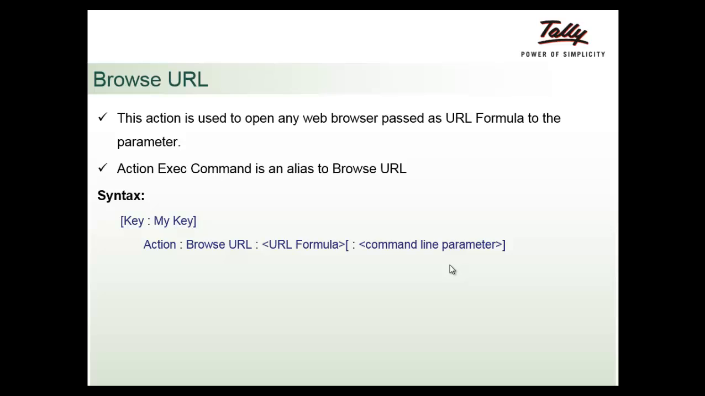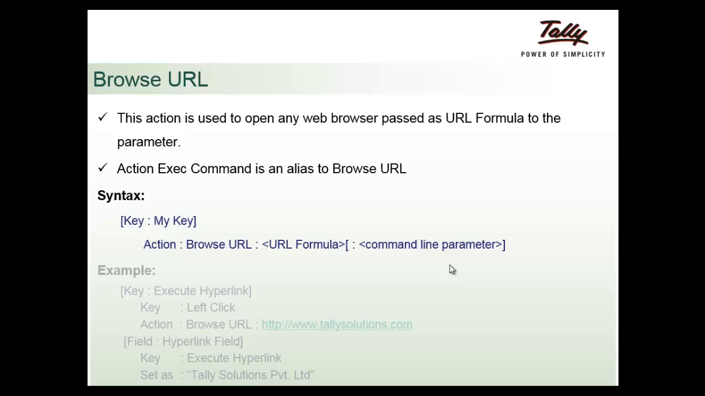And then we have browse URL action. So this opens any web browser passed as a URL formula to the parameter. And action exec command is an alias of browse URL. So the syntax is action browse URL, you give the URL formula and then the command line parameter if it is required.